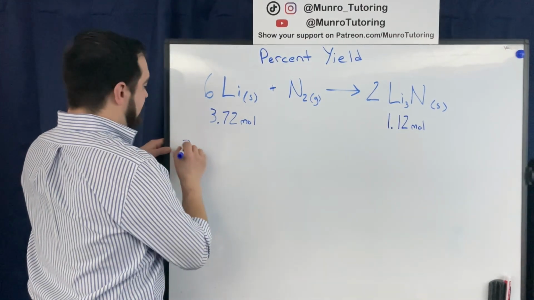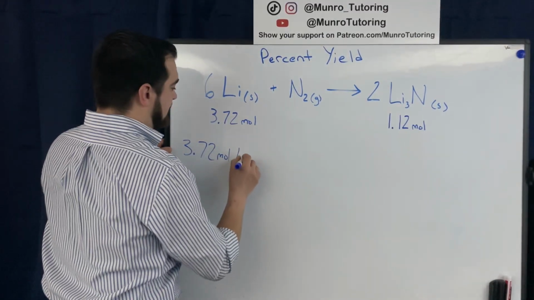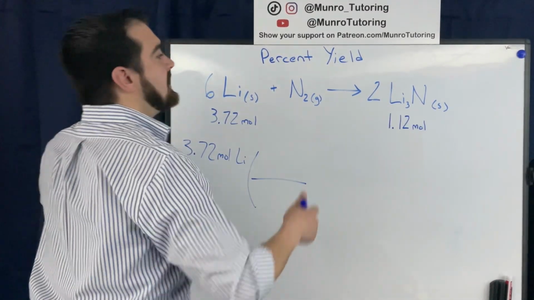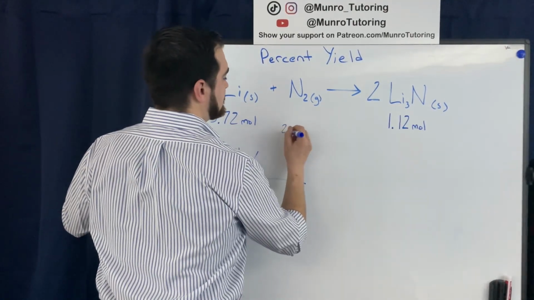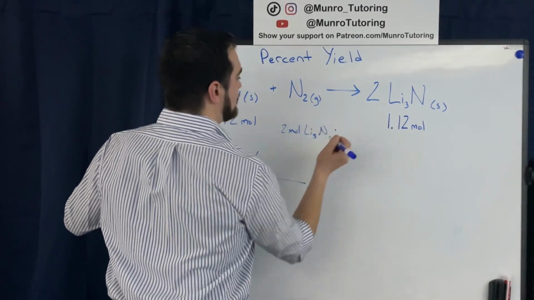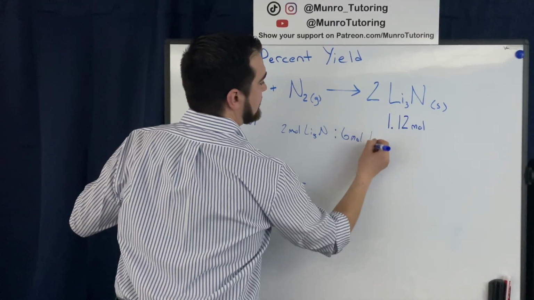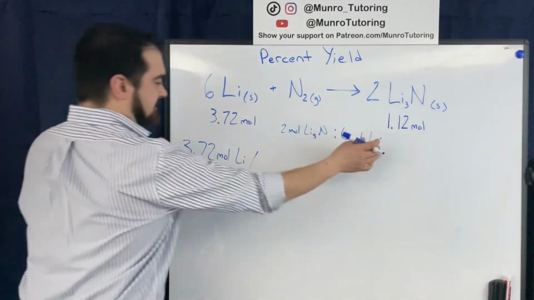So we take the given information, 3.72 moles of lithium, and we do our parentheses as we do every time. And we're going to take the mole ratio. Remember the coefficients, that's the mole ratio. So it's 2 moles of lithium nitride for every 6 moles of lithium solid. And we want to cancel moles of lithium, so moles of lithium goes in the bottom.